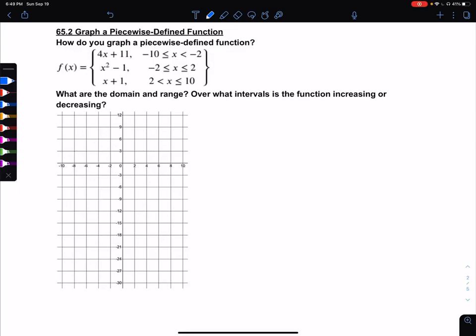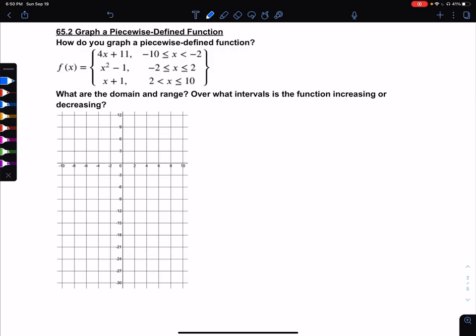Here we're looking at topic 65, example 2, where we graph a piecewise defined function. So how do you graph a piecewise defined function? That's our question. And they give us the function f of x, where there's three parts. We have 4x plus 11, x squared minus 1, and x plus 1 with their respective domains. So they want us to graph it. Then they're also asking for the domain and range, and what intervals is the function increasing or decreasing.